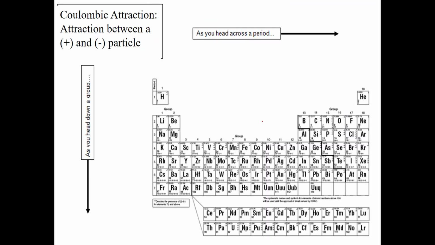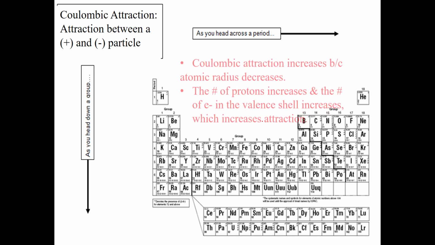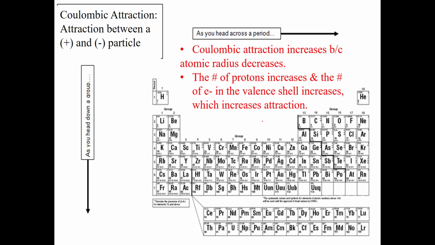So Coulombic forces of attraction between the positive and negative particles. As you head across the period, Coulombic attraction increases because your atomic radius decreases. We're going to talk about atomic radius in a second. But really, let's focus on the number of protons. The number of protons increases and the number of valence electrons increases. I have more points to be attracted to because I have more valence electrons, and I have more protons, which means I have a stronger force.